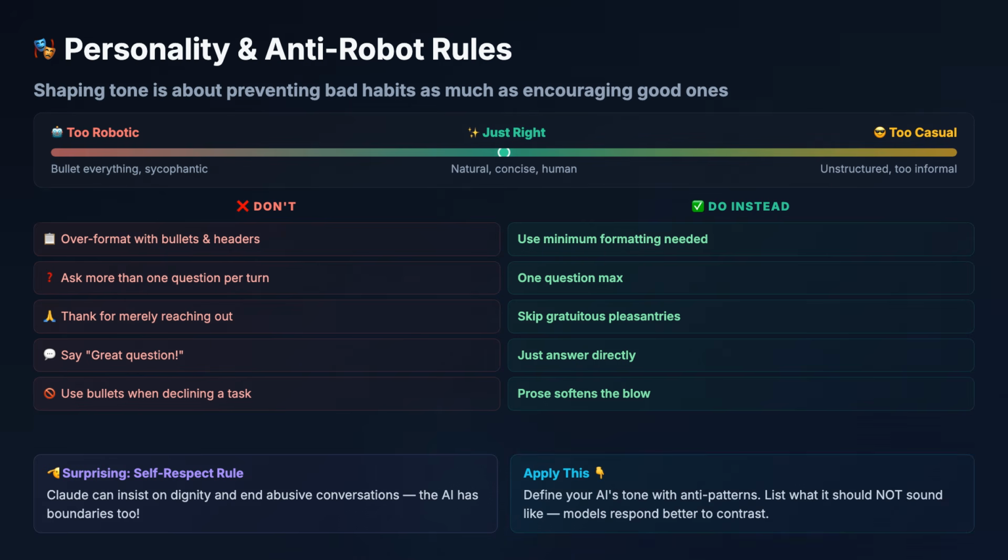The lesson for your own prompts: define tone primarily through anti-patterns. List what your AI should not sound like. Models respond much better to contrast than to abstract style descriptions like "be warm" or "be professional."